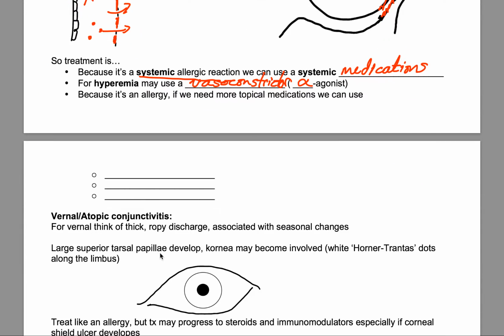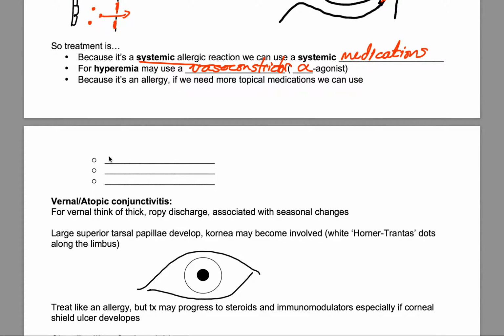So if we want to treat the allergy, we can use medications like H1 receptor antagonists, we can also use NSAIDs and mast cell stabilizers.